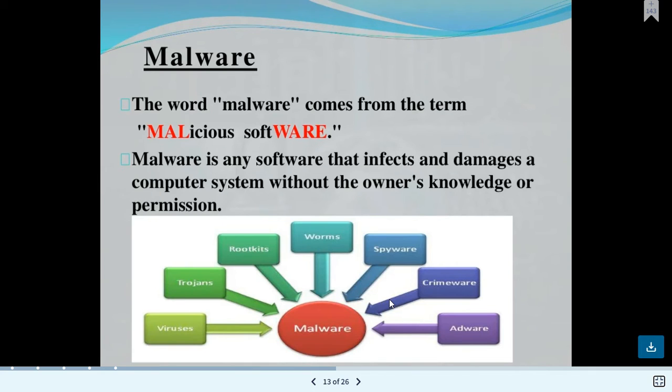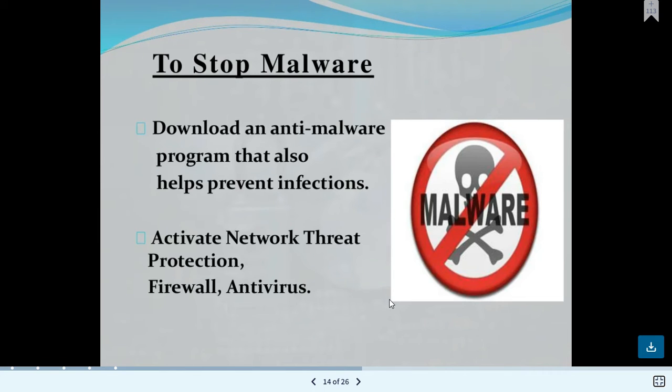Malware can come from viruses, trojans, rootkits, worms, spyware, crimeware, and adware. Multiple things can come as malware as well. So we need to be aware of it and how to stop it. Suppose someone is hacking your system, your phone, and smartphones as well. You need to protect your system against hackers and protect against malware information and malware viruses.